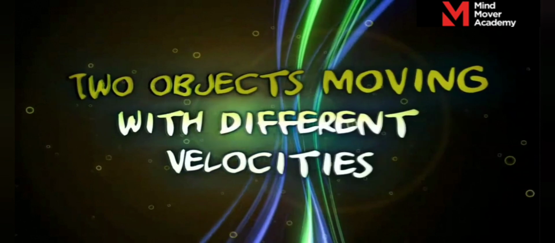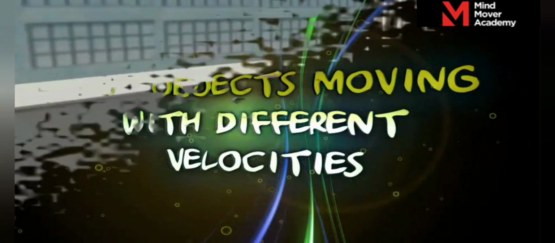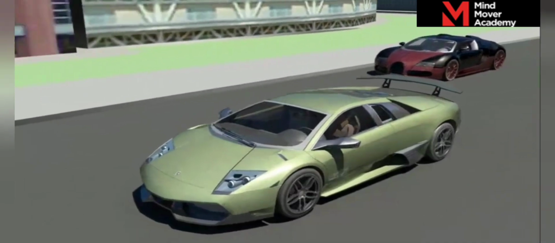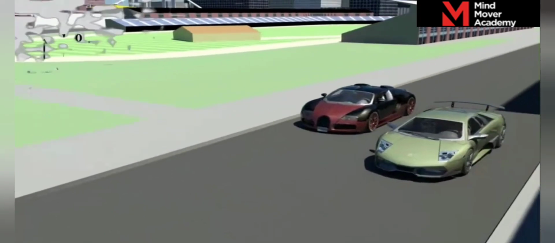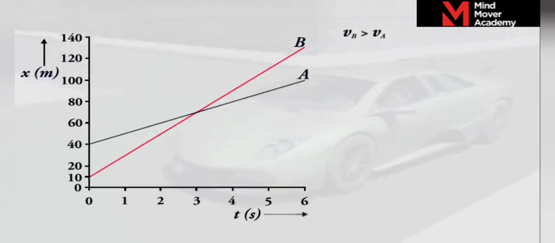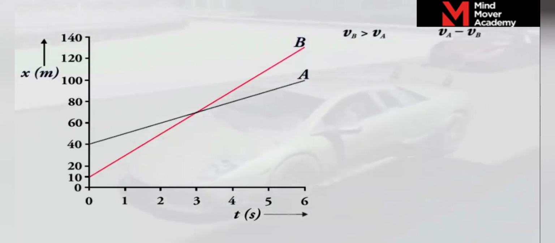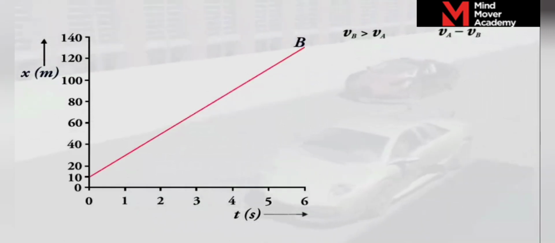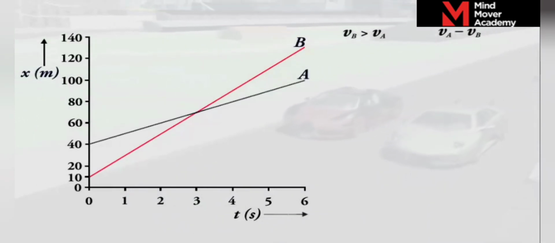Two objects moving with different velocities. Now let us take the case of two objects moving with different velocities. That is, if VB is greater than VA, VA minus VB is negative. One graph is steeper than the other, and they meet at a common point.